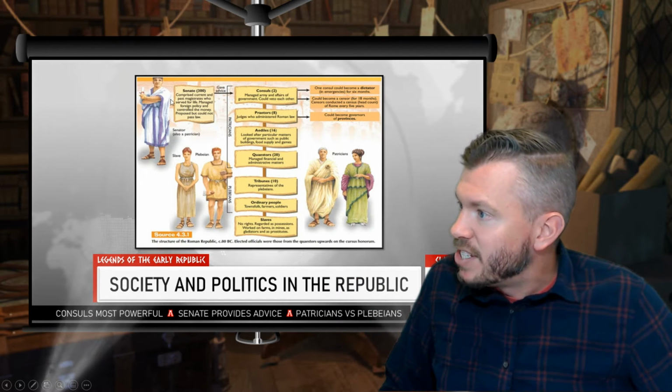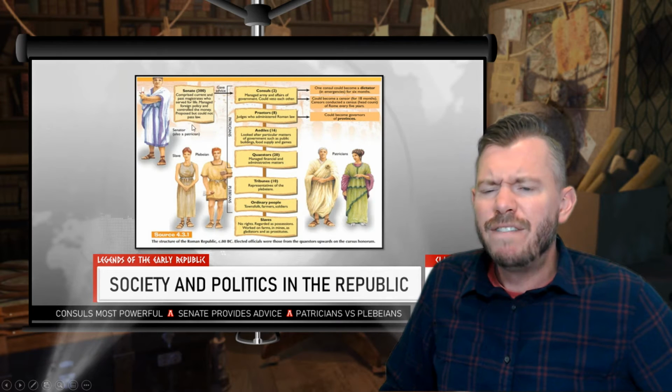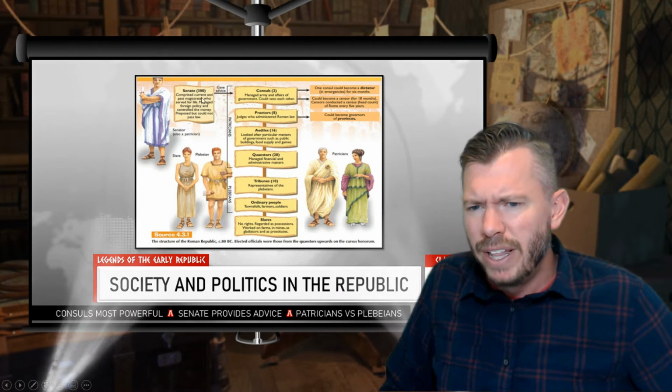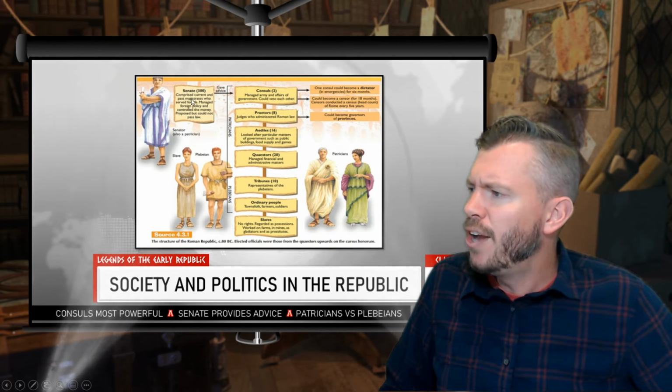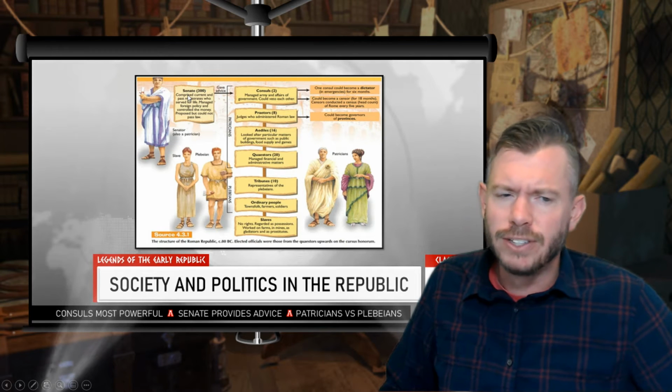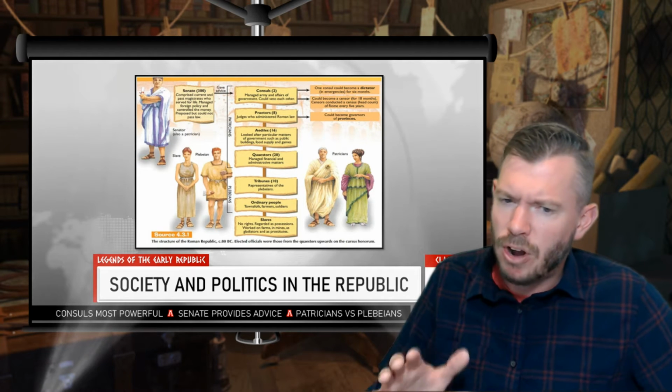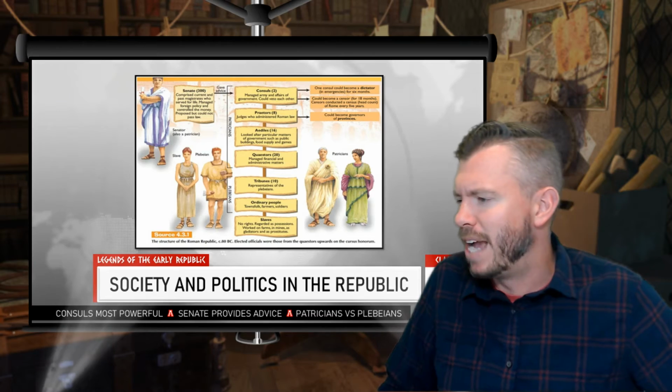And then when we look at the Senate over here, right? The Senate's an advisory body. It's not really the one making the rules, but for hundreds of years, it's traditionally consulted to make sure that any of the rules are good. And we'll see that become a problem next week.